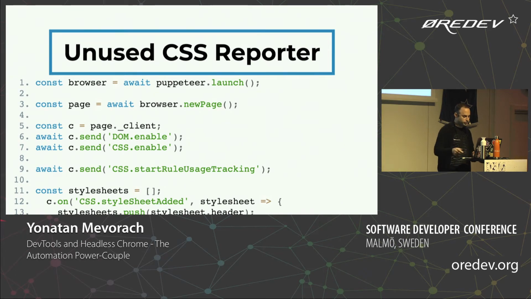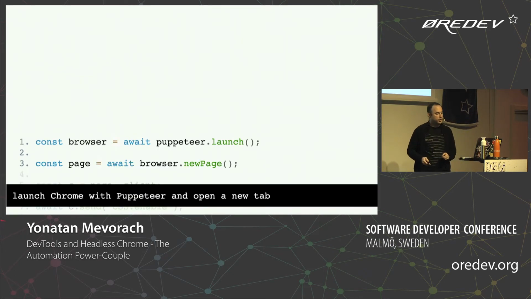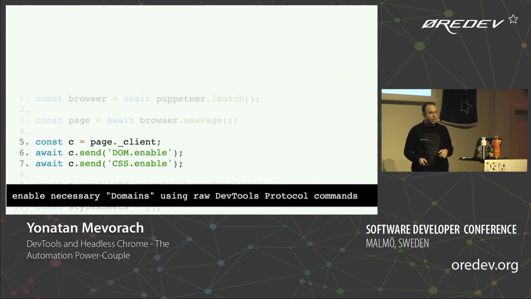So let's review it now. The first thing I would do, as before, is use Puppeteer. I'm launching my browser and opening up a new tab. Now I want to send raw DevTools protocol commands.